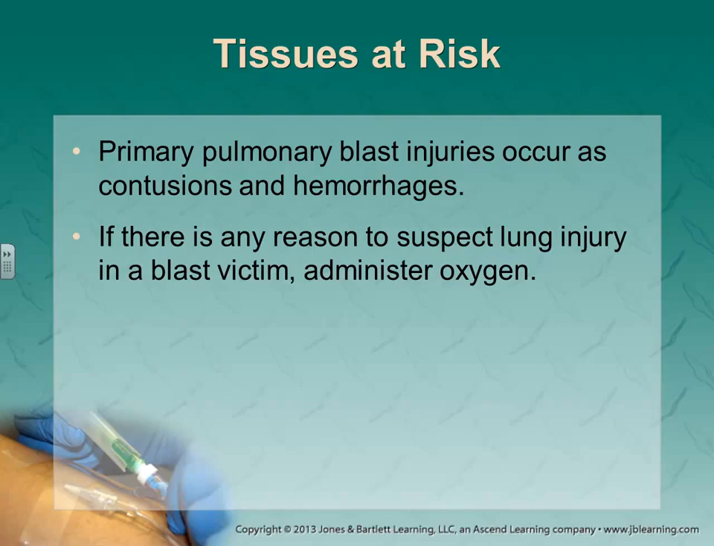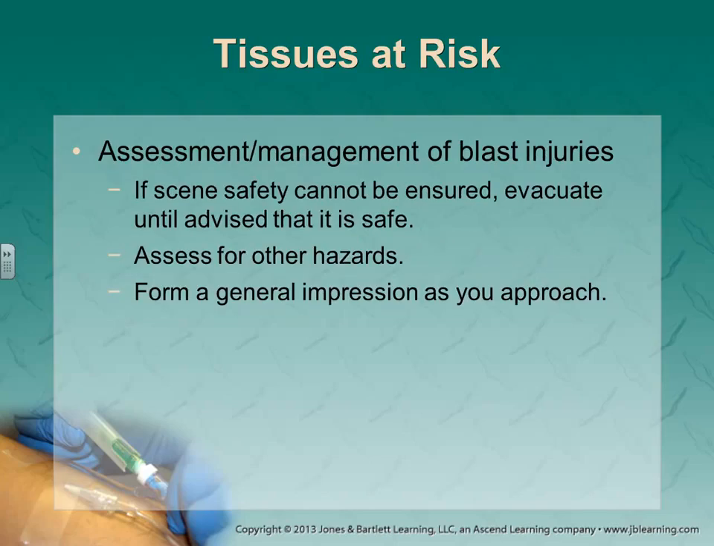Primary pulmonary blast injuries occur as contusions and hemorrhages. Primary pulmonary blast injuries. So primary injuries affecting where? The lungs. If there's any reason to suspect lung injury, administer oxygen, get them out of the environment.